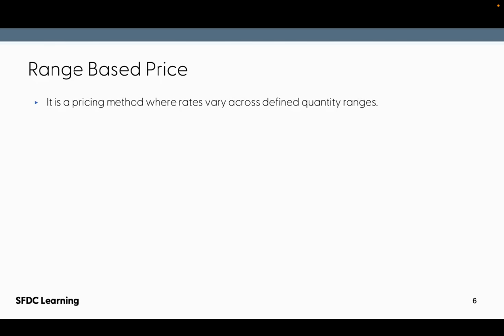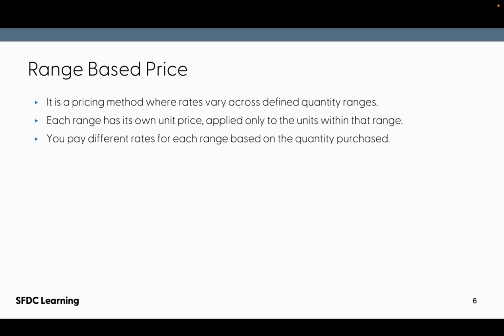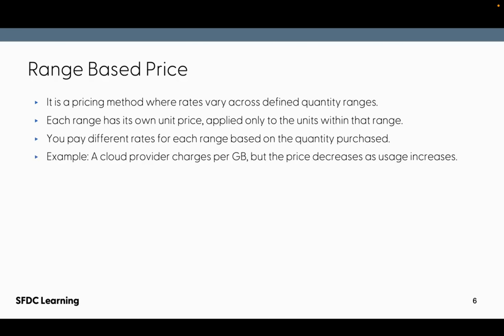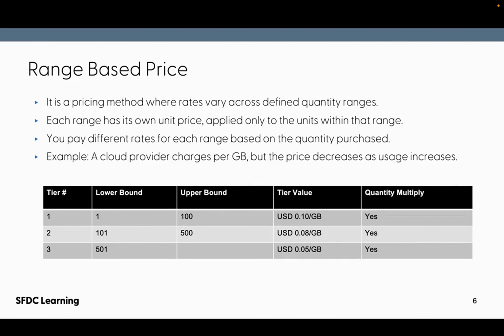It is a pricing method where rates vary across defined quantity ranges. Each range has its own unit price applied only to the units within that range. You pay different rates for each range based on the quantity purchased. And here is an example. A cloud provider charges per GB for the storage, but the price decreases as the per GB consumption increases. So that's an example, and here are the tiers.